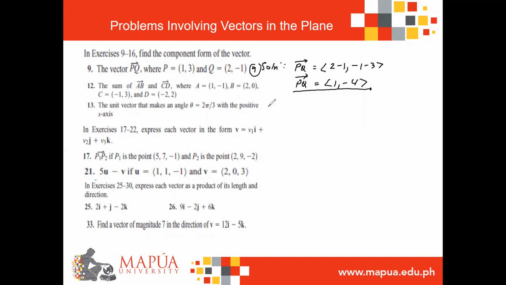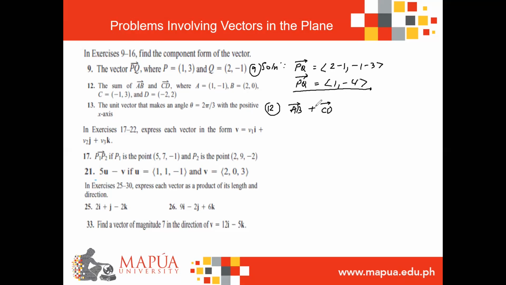For number 12, we have: find the component form of the vector, the sum of the two vectors AB and vector CD, where we have A equals 1, negative 1, B equals 2, 0, C equals negative 1, 3, and D equals negative 2, 2. So when we denote this in mathematical symbol, the sum of the two vectors AB and CD is also written as AB plus vector CD.